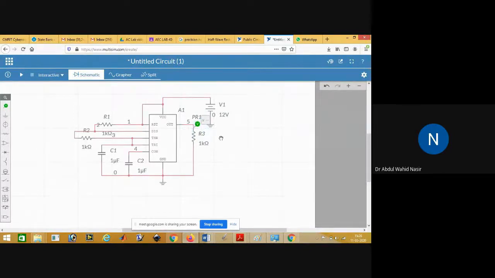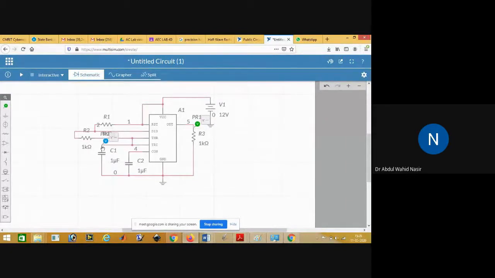Now we also want to see the voltage across the capacitor C1, when it is charging and discharging. So we will take another voltage probe from the same area and connect it here. When we simulate, the voltage at this terminal will be shown in green and the voltage for the capacitor will be shown in blue.